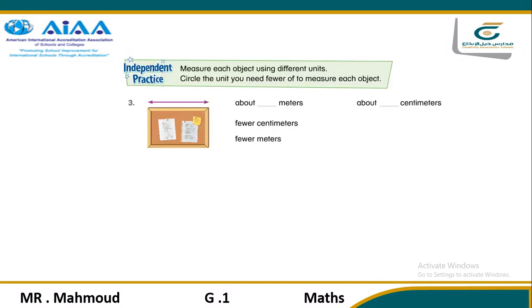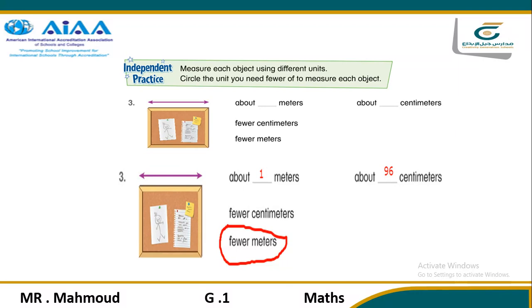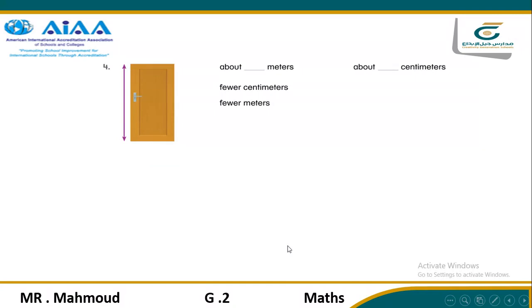So after this video, now we can solve this question here. This object is about how many meters and how many centimeters, and is it fewer centimeters or fewer meters? If you think, you'll find it's about 1 meter here, and it's about 97 centimeters. So which number is fewer than the other? It's 1 meter. So fewer meters here is our answer. So it's about 1 meter and about 96 centimeters. So it's fewer meters.